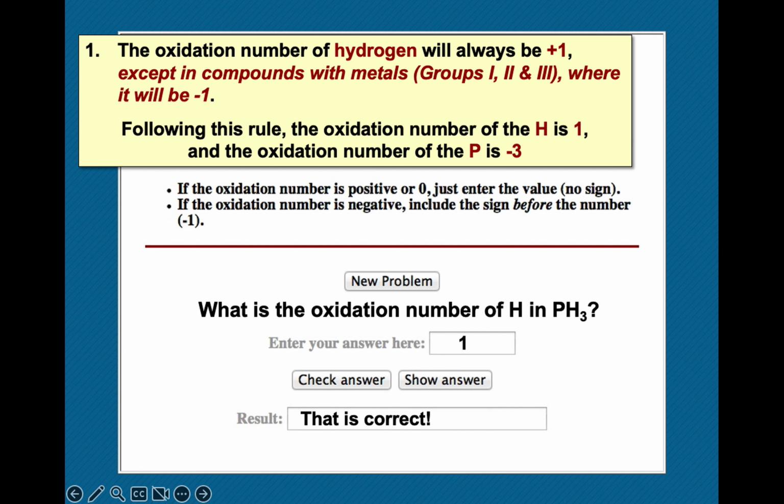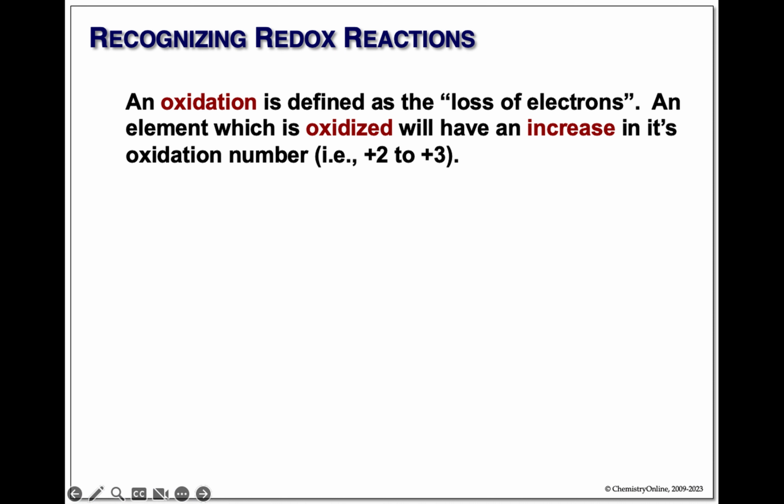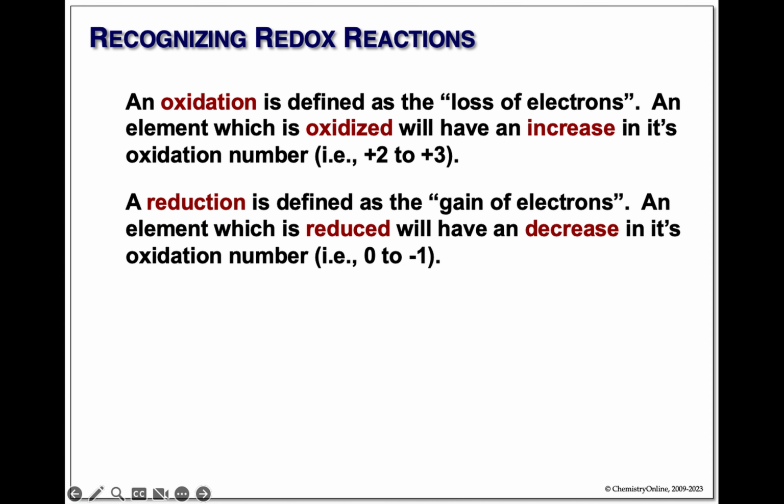All right, finally, let's do recognizing redox reactions. Remember we said in a redox reaction, we will change oxidation numbers. If something is oxidized, its oxidation number will increase, as in 2 to 3. If it's reduced, it will go down, like 0 to -1. Once again, what I always say is loss of electrons is oxidation.